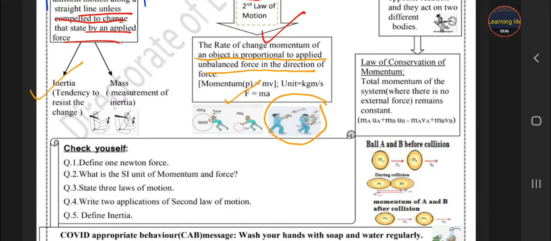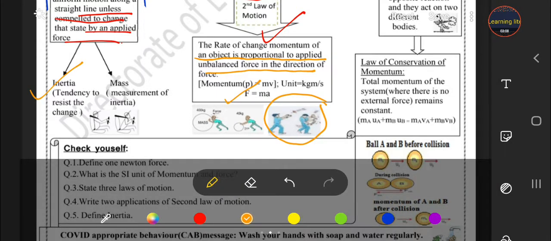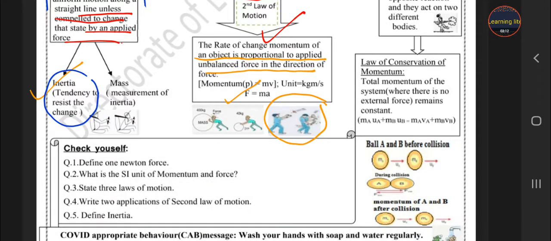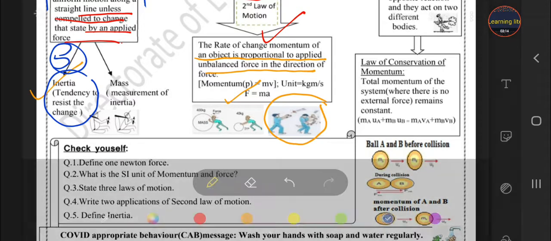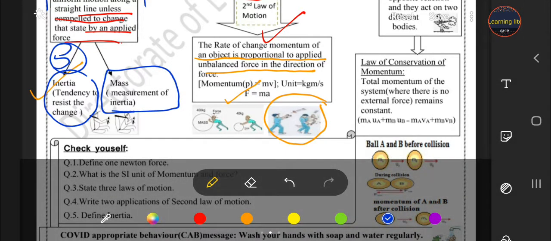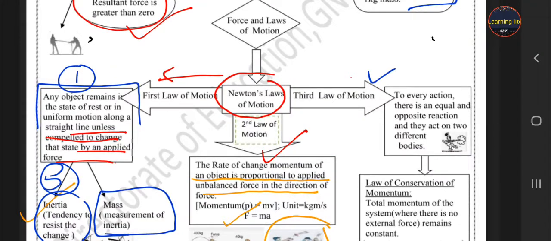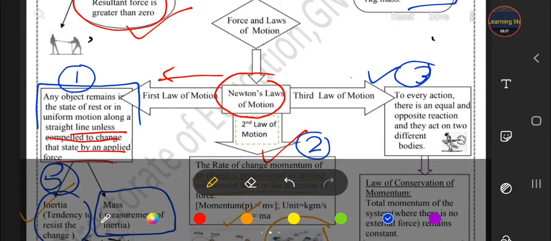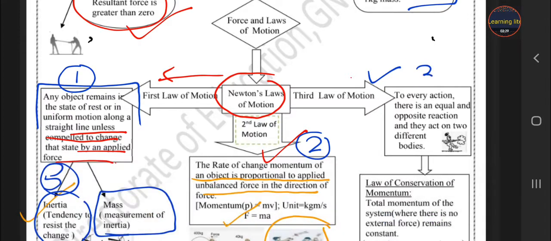What is inertia, student? The tendency to resist the change. This is the answer of your fifth question, student. What is the mass? The measurement of inertia is called mass. Now move on to our third law, student. What is the third law? According to the third law, to every action there is an equal and opposite reaction.